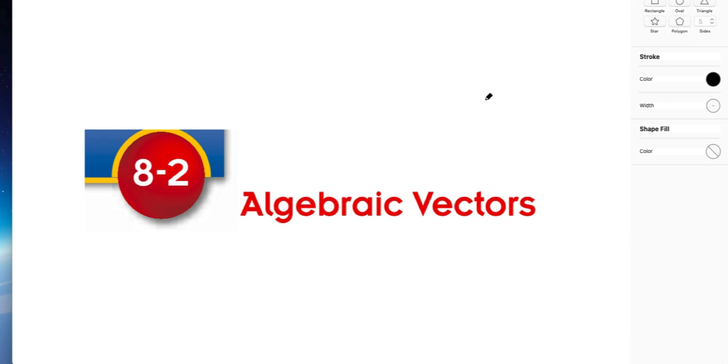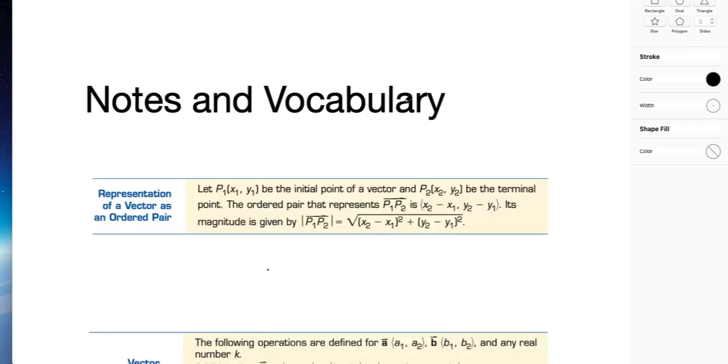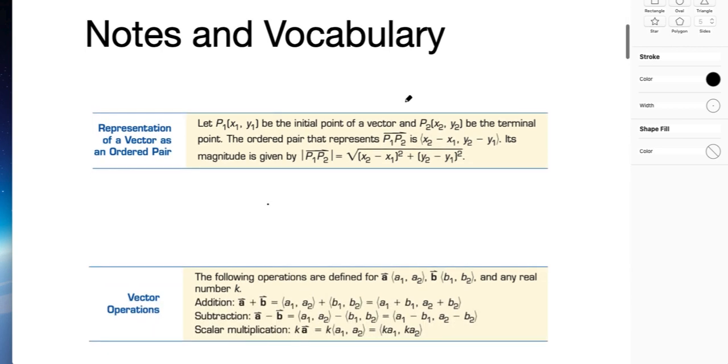Hey pre-calculus friends, here we are in section 8.2. We're going to be talking about algebraic vectors. Our notes and vocabulary today start off by giving us a way to represent a vector as an ordered pair. I think an example would be helpful to understand what this section is saying. So let's look at an example.